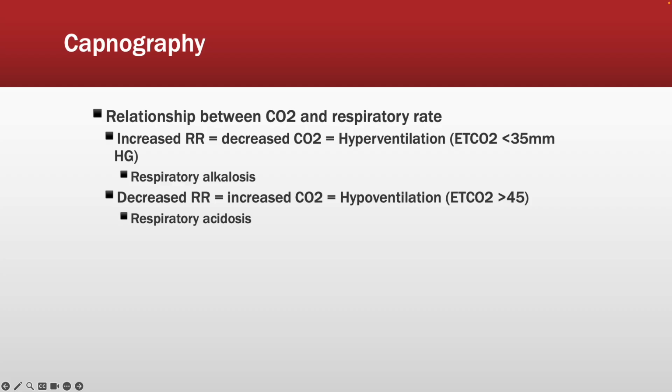So on the flip side of that, if we have a decrease in respiratory rate, this will give us an increase of CO2 and also hypoventilation, and we will have EtCO2 levels greater than 45, which will equal respiratory acidosis once we go above 45.